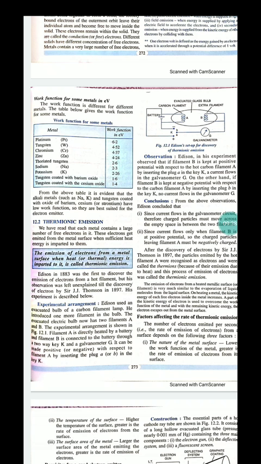Now, after the discovery of electrons by Sir J.J. Thomson, the particles emitted from the filament A were called thermions, that is, electrons emitted with a high energy. The process of electron emission from a hot filament or surface is given the name thermionic emission.